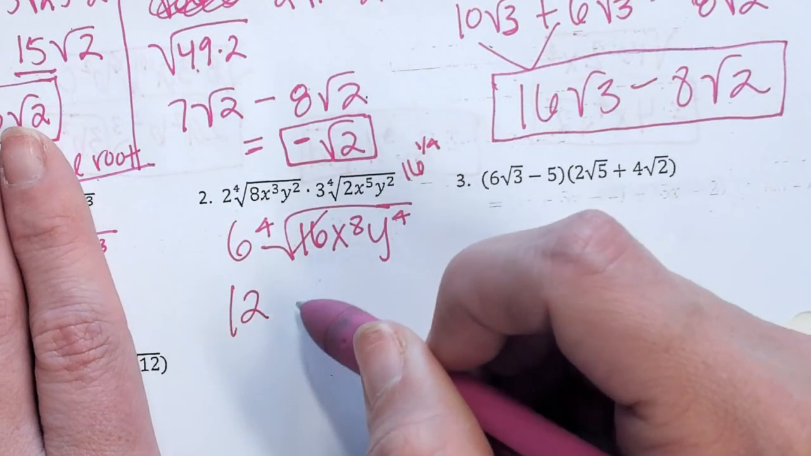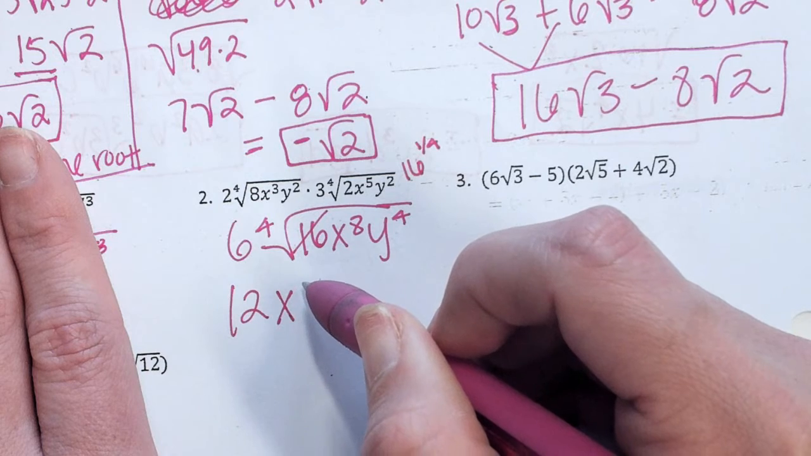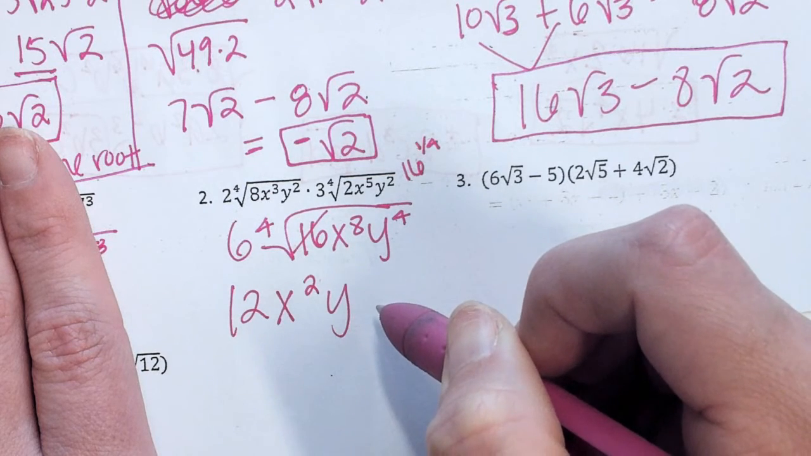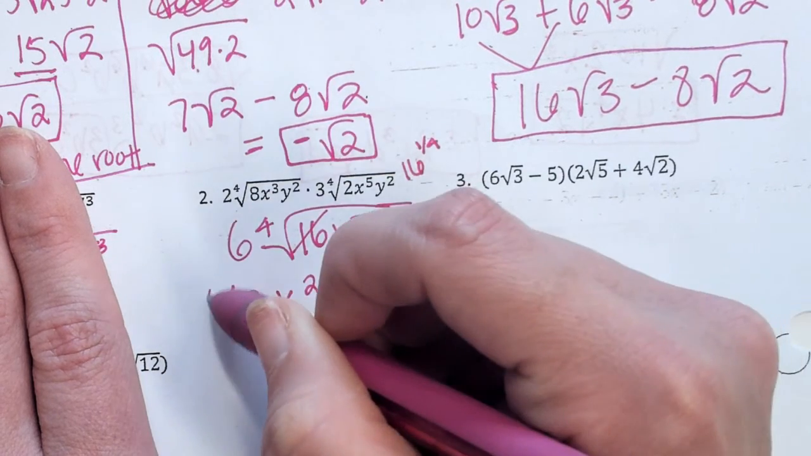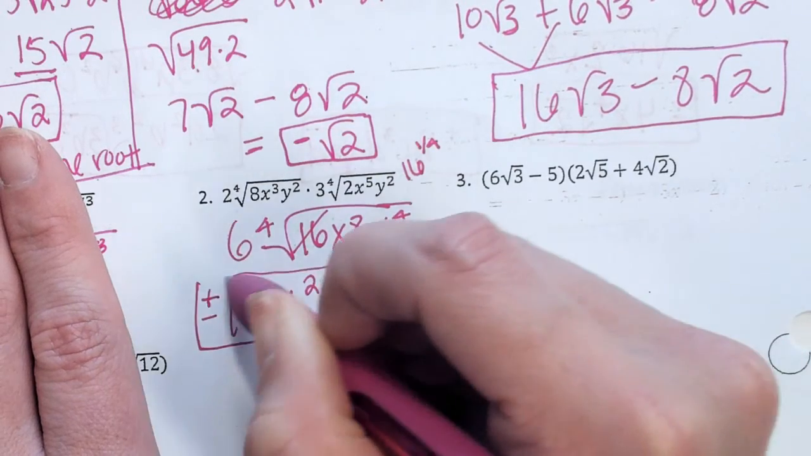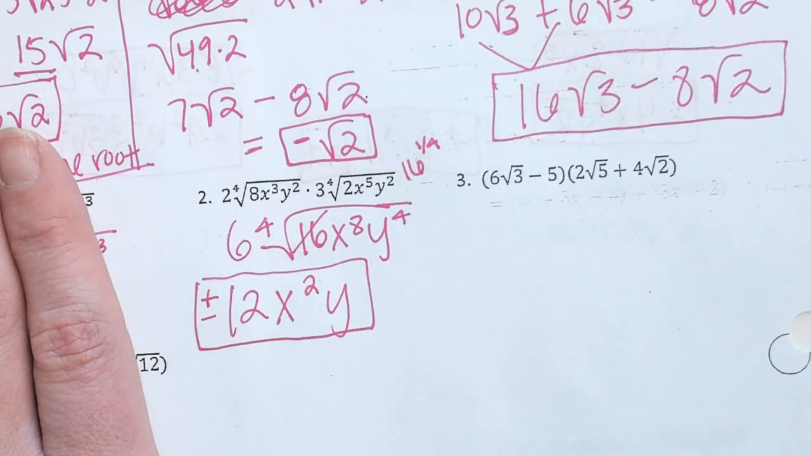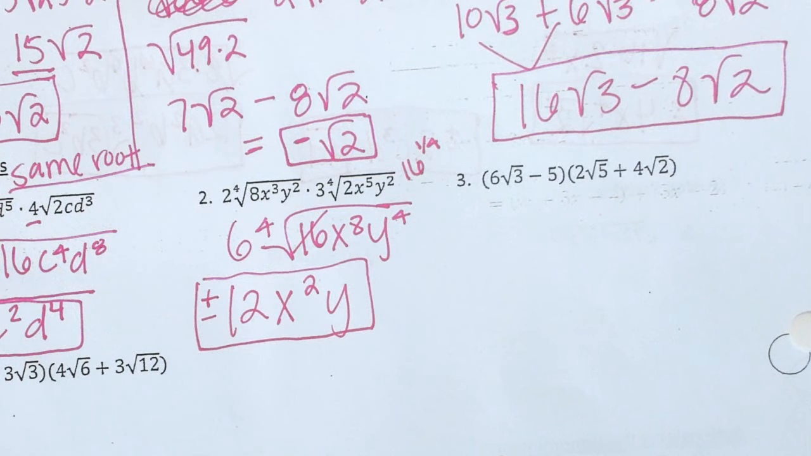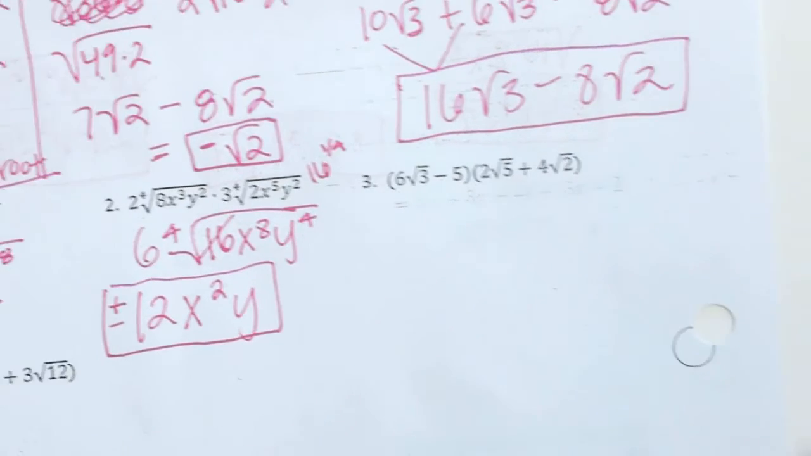12. What's the 4th root of x to the 8th? Good. And y to the... Good. And what else are we missing? Perfect. Everybody good with those? Any questions? Alright, number 3. Don't let me down.